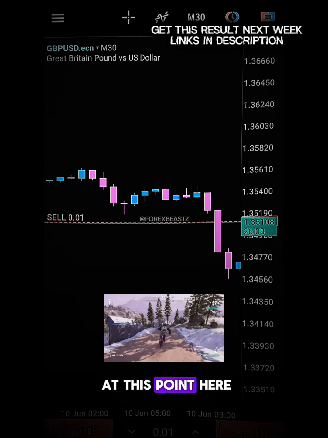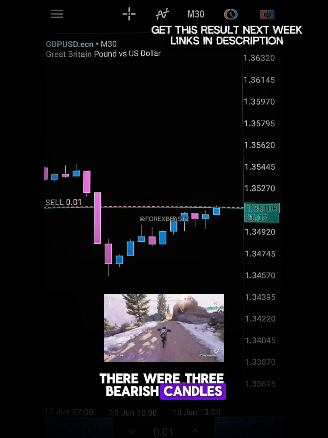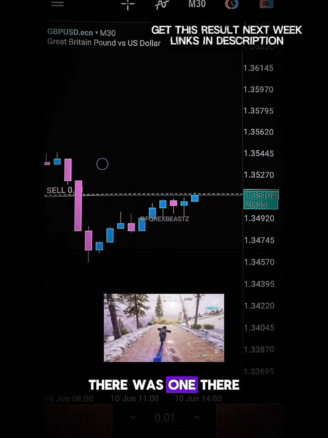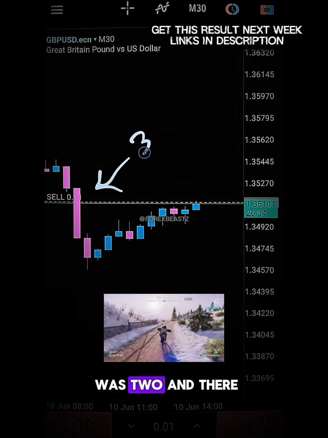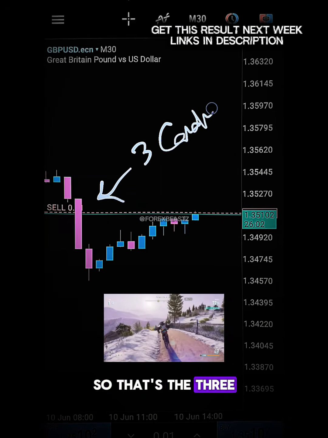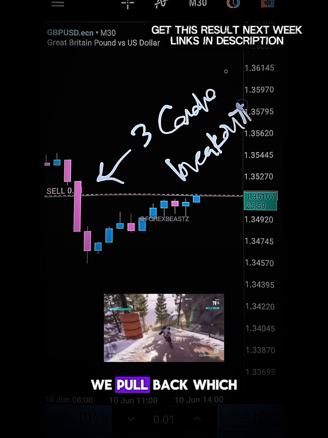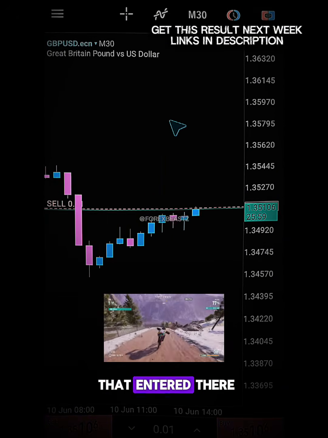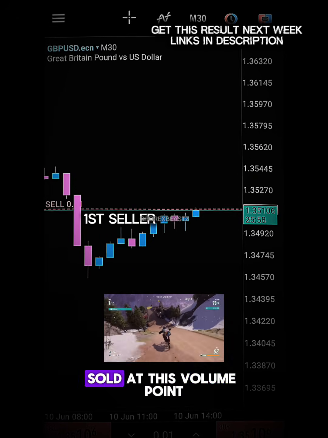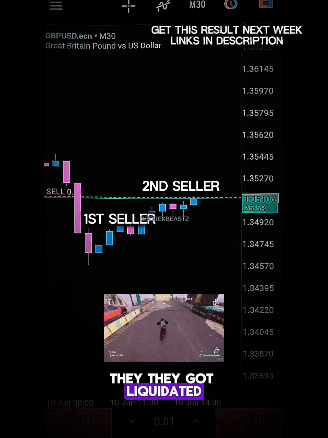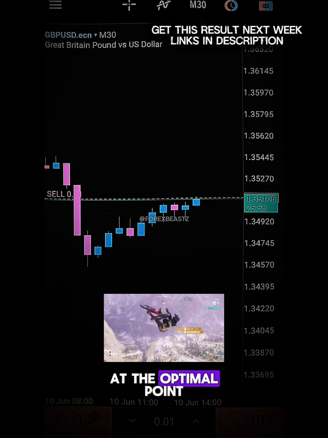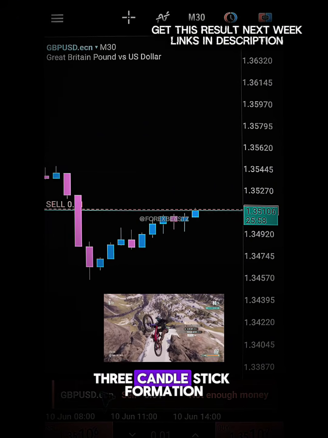And if you look at this point there were 3 bearish candles. Let me mark it out. There was 1, there was 2, and there was 3. So that's the 3 candle formation. And whenever there's a 3 candle formation, there will be a pullback, which is that buy move that entered there. And you can see that a lot of people tried to sell at this volume point. They got liquidated 2 times because they were not at the optimal point of that 3 candlestick formation.